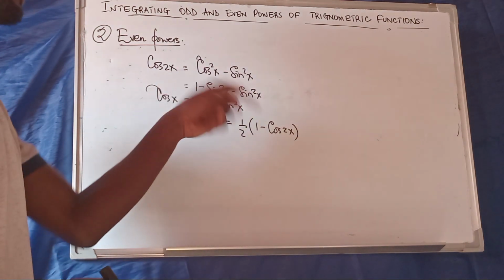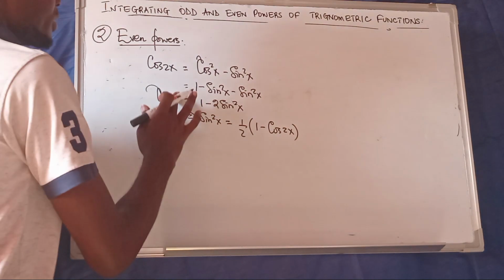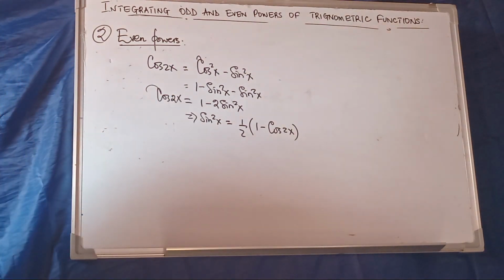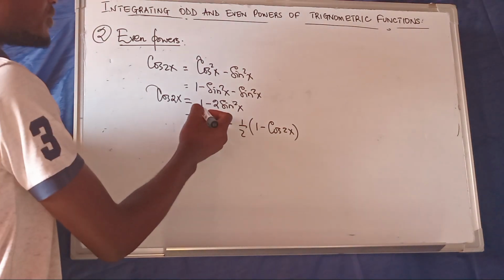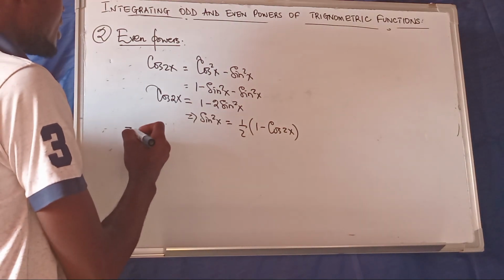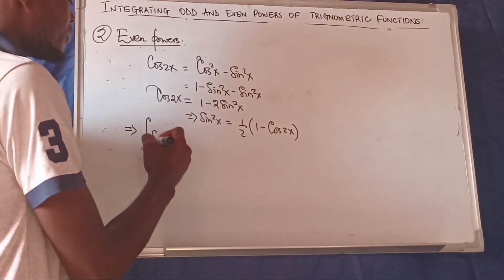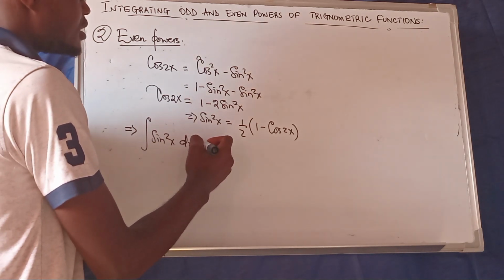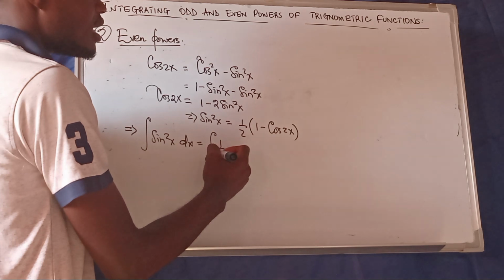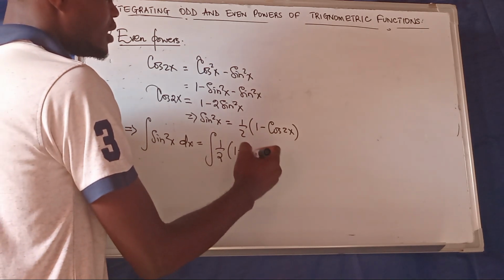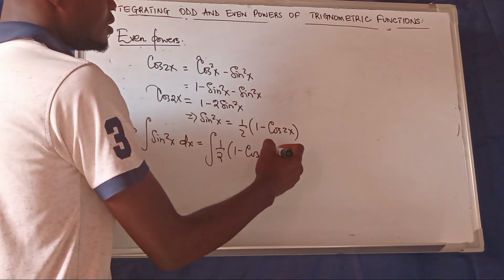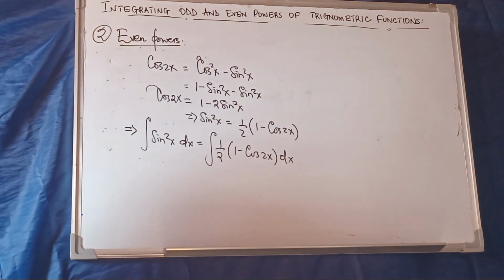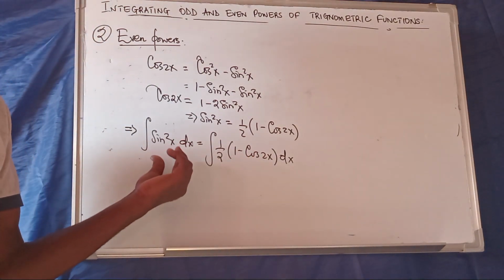Oh, sorry, this is supposed to be 2x. So if we integrate this, the integral of sine squared x with respect to x is the same as the integral of a half into 1 minus cos 2x dx. And this one is very easy to integrate compared to this one.